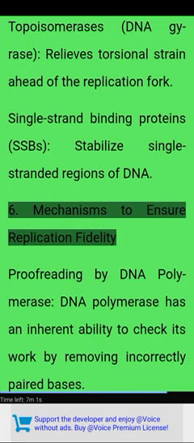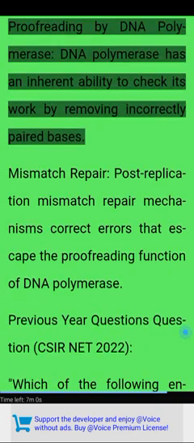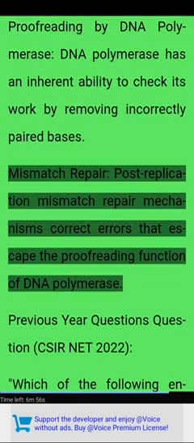6. Mechanisms to ensure replication fidelity. Proofreading by DNA polymerase. DNA polymerase has an inherent ability to check its work by removing incorrectly paired bases. Mismatch repair. Post-replication mismatch repair mechanisms correct errors that escape the proofreading function of DNA polymerase.